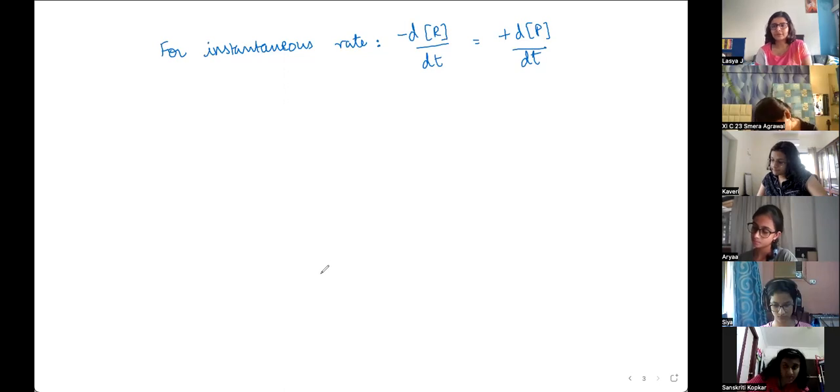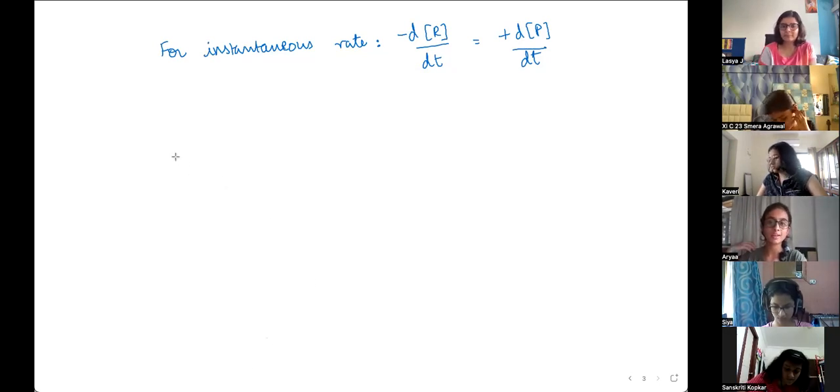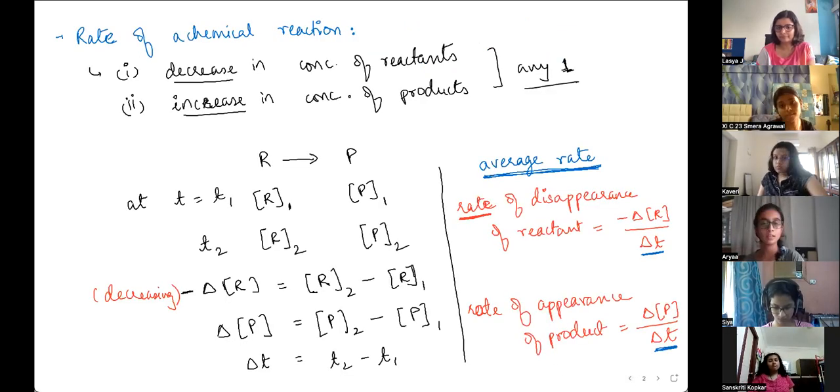But experimentally, it's not possible to measure the instantaneous rate, because at 1 second you can measure the concentration, but you can't see the change in concentration. Experimentally, yes? In the previous one, for the rate of appearance of product, it was positive, right? Positive, yes, so I just put a plus there. Reactant is reducing, therefore negative. This will be positive only.